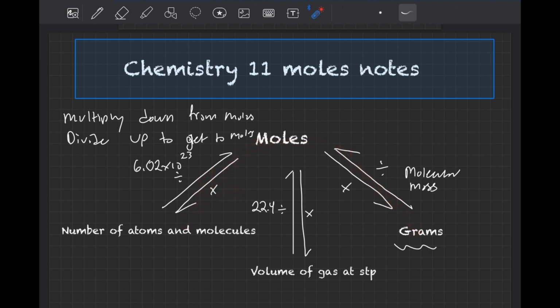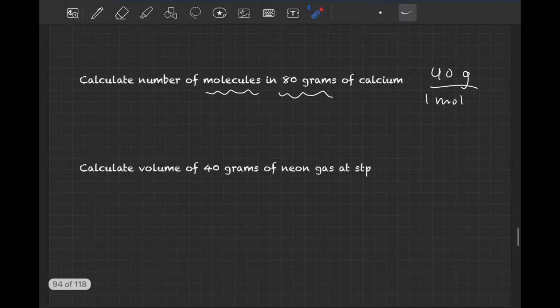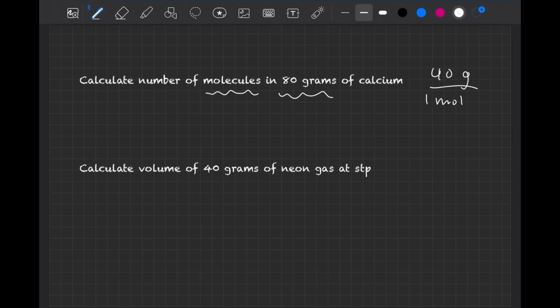So see how it's like the central unit? It allows us to do conversions. So we know that we divide by the molar mass to go up, and then multiply to go down by Avogadro's number. So we would take 80 grams from the question that's given, multiply by, to figure out how many moles there are, 1 mole over the periodic table mass of 40 grams for calcium in each mole. And then multiply by Avogadro's number.